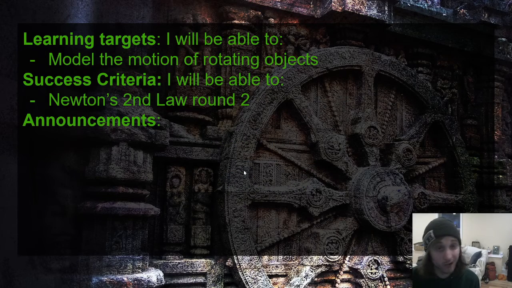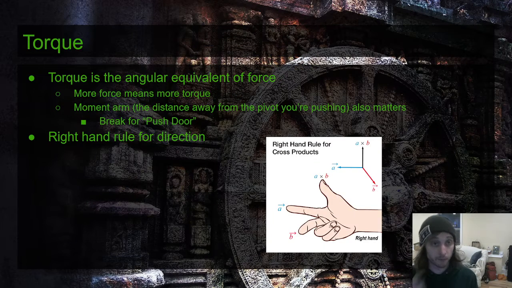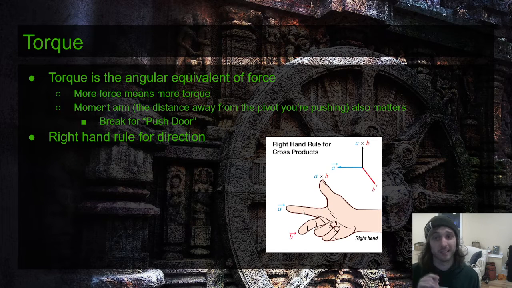Ideally, by the end of the day, you can model the motion of rotating objects using Newton's second law for spinning things. To start out with that, we've got the right hand rule. And torque is the equivalent of angular force. Basically, it's the force on an object that causes it to accelerate rotationally instead of the force on it that causes it to accelerate linearly.